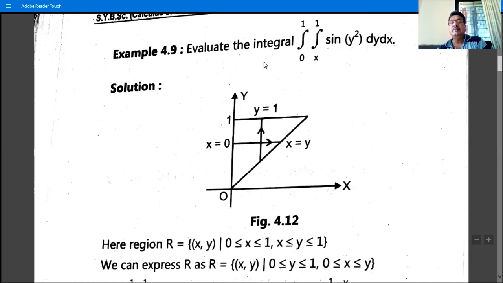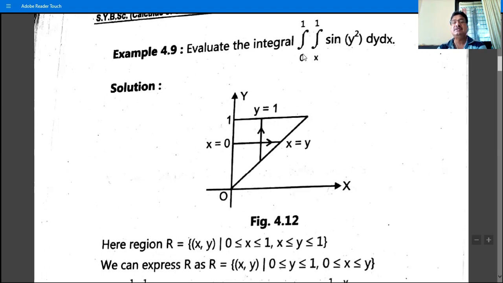And sometimes the problem is of that type: change the order and then solve the integration. So if the question says change the order and solve the integration, it means we have to change the order. And if the question, as in this example, just says evaluate the integral, there is no instruction to change the order. But some examples require the change of order, because the integration becomes complicated if the order is not changed.